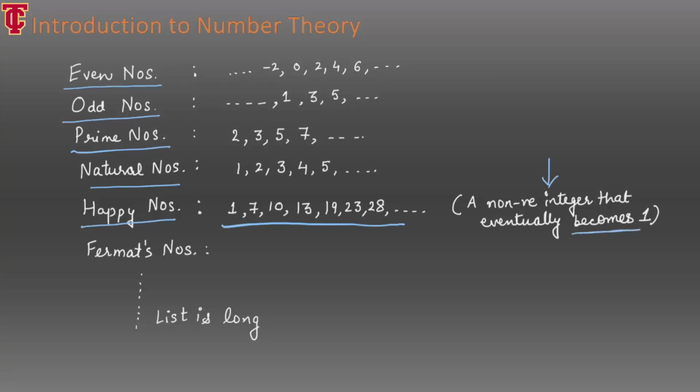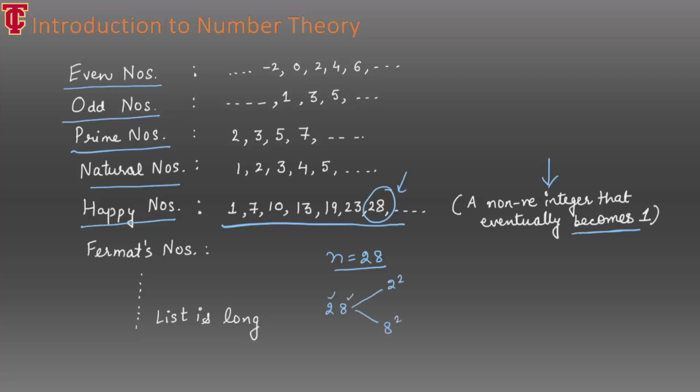So why do we call them happy numbers? Do you remember? A formal definition of a happy number is a non-negative integer that eventually goes back to 1, and that's called a happy number. Let's take an example. Let's take n equals 28. Now, this is on the list, so this is a happy number. But why is it happy?